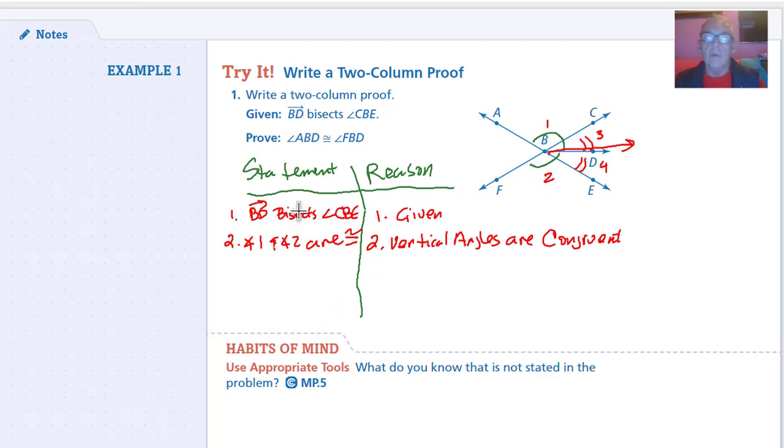Now we need to use this angle bisector and say that angle 3 and angle 4 are congruent because of the bisector. And again, this is the congruent sign, as a shorthand. And these are going to be congruent angles because of the angle bisector. So we can say definition of angle bisector.